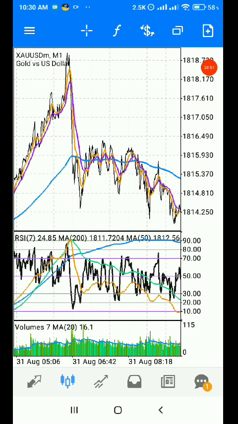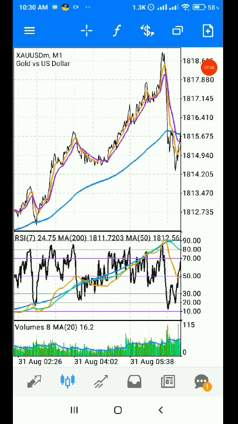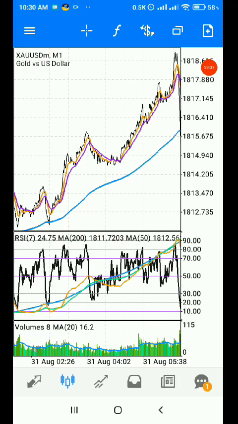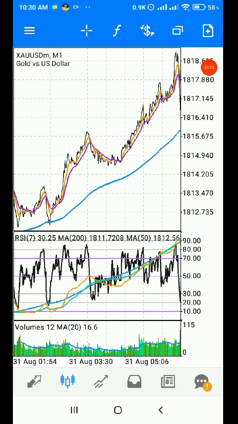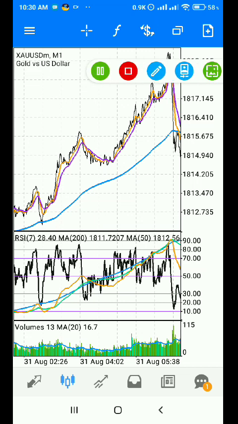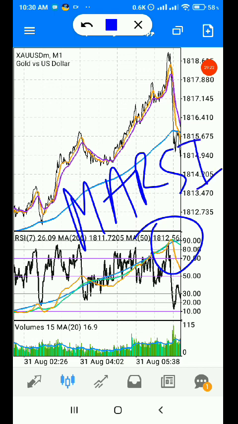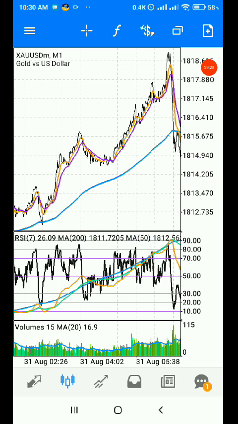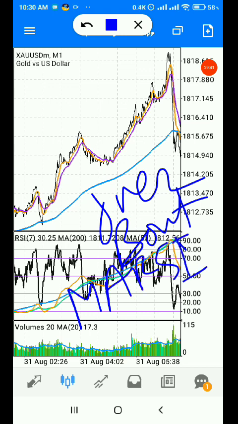Now have a look at this example here. In the circle area, you see the MARSI crossover from the overbought area. So we can look for sell entries, but we have to see the outside divergence now. So overbought MARSI is signaling a sell signal.